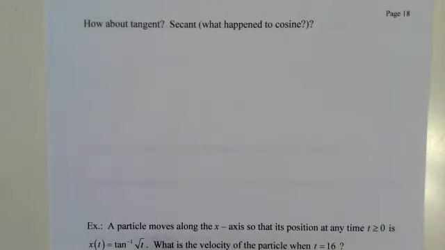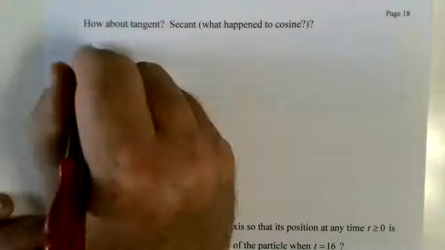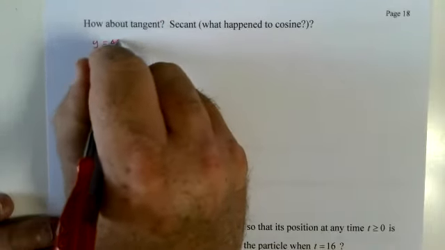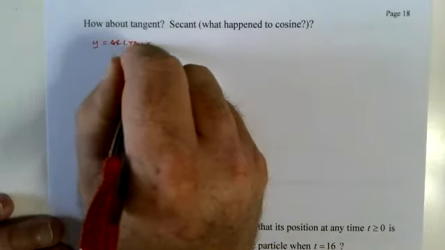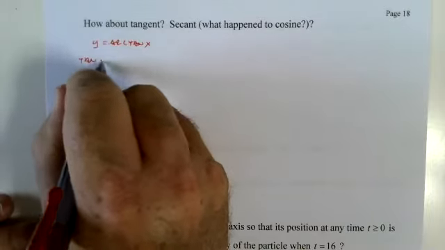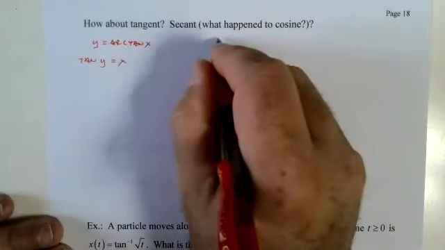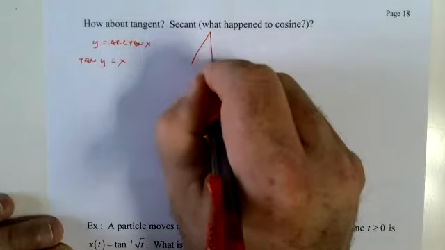How about tangent? And then how about secant? Hey, what the heck happened to cosine? Trust me, you know what happens to cosine. It's a co, therefore, it's just a negative. y equals arc tangent of x. Tangent of y equals x. You know what? I'm going to need a triangle eventually. Might as well get on that.